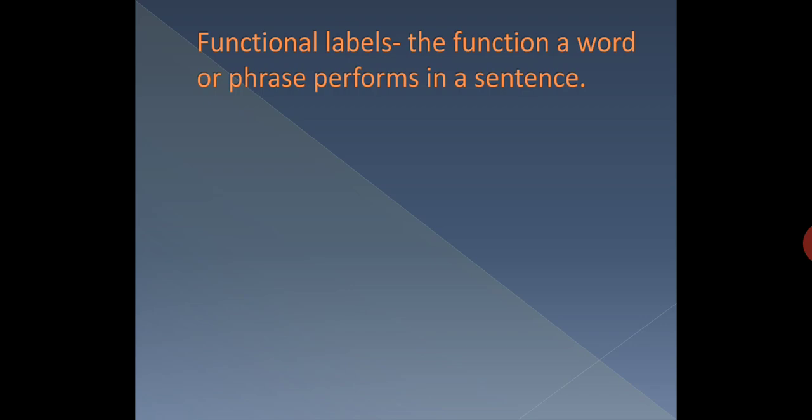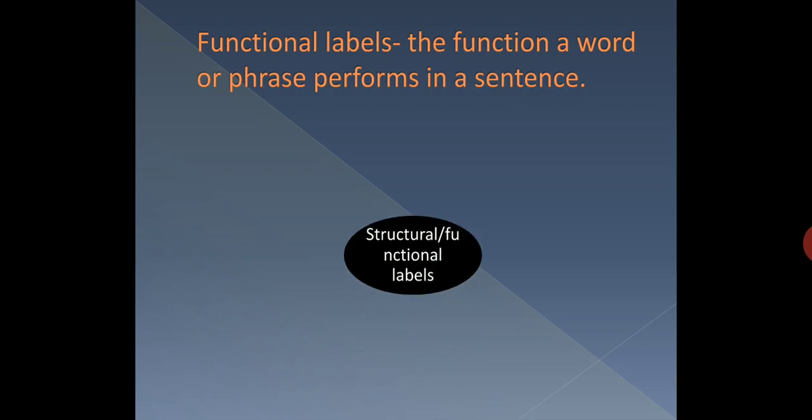So we go to the next category, and this labeling is based on the function of a word or a phrase and what function it performs in a sentence. We can call this labeling the structural or the functional labeling. Further classifications of functional labeling are structural functional and logical functional, which we may study in some other context.